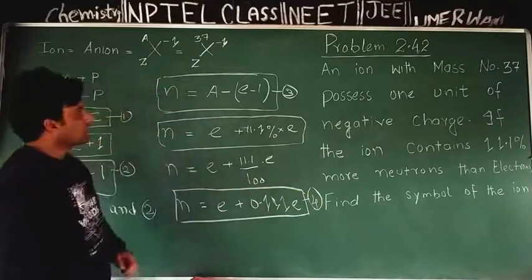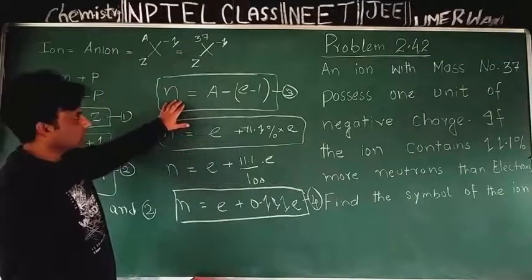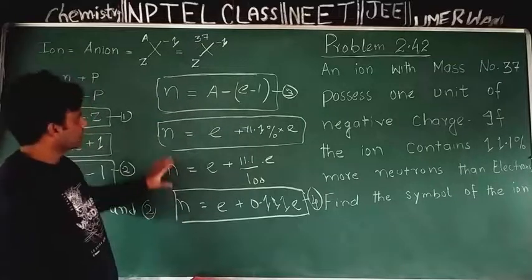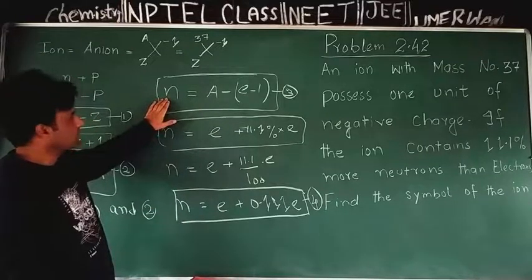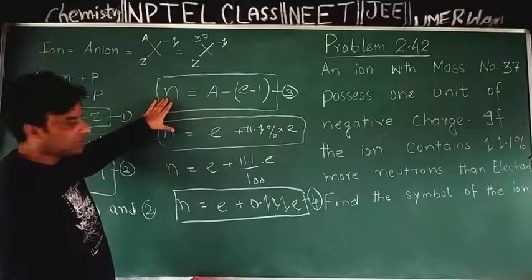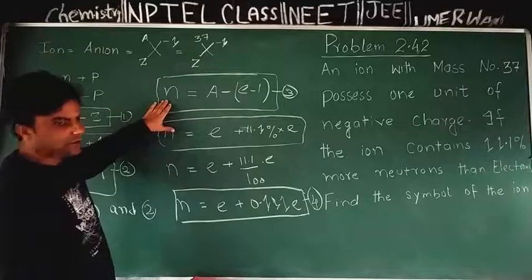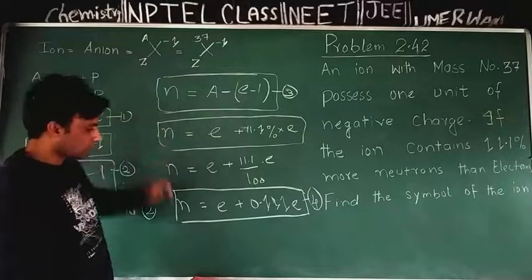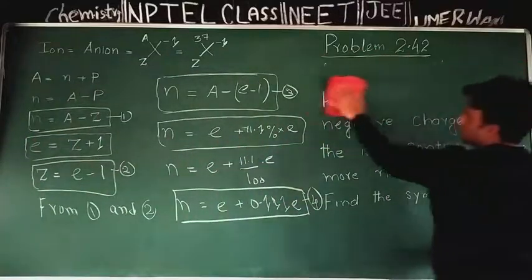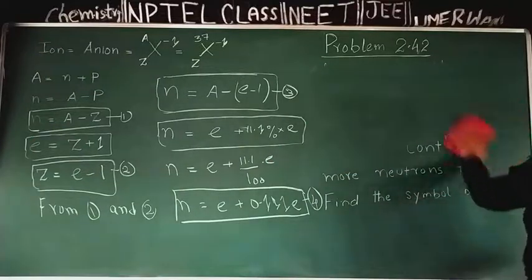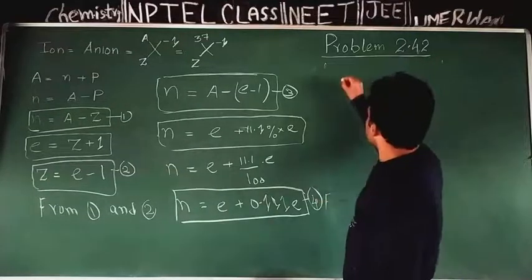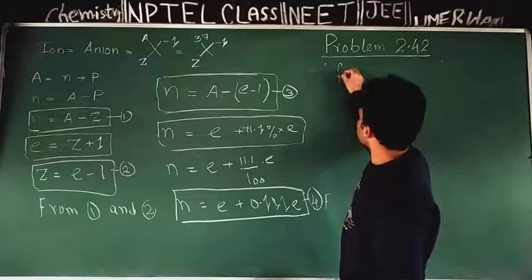Now look into equation 3 and equation 4. If I compare equation 3 and equation 4, both give me the number of neutrons in this ion. The LHS of both these equations represents the same thing, the number of neutrons. So the RHS will also be the same. I can easily equate the RHS sides from the 3rd and 4th.